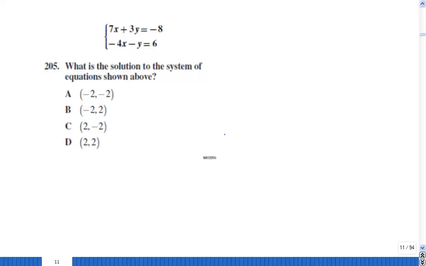Hi guys, we're back. We're still on the same thing, systems of equations for the purpose of Algebra 1, Algebra 2, Math 7, Math 8, or a proficiency exam. What is the solution to the system of equations shown above?